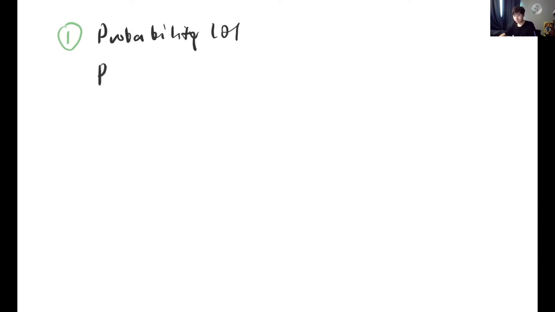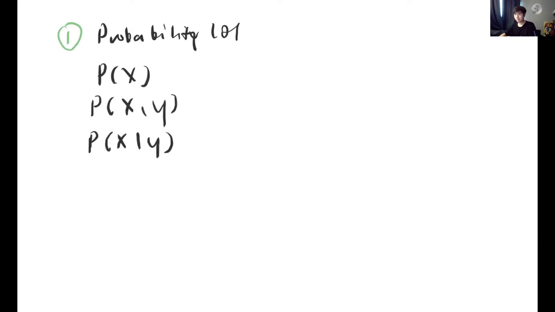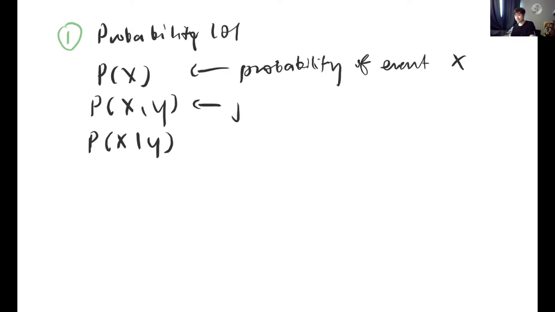Just to be very quick about this, we are typically working with a few forms of probability. This one you can just call probability, or marginal probability, depending on context. P(X) is just the probability of event X. And this is a joint probability of X and Y, so two variables.